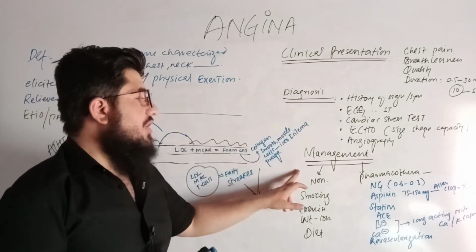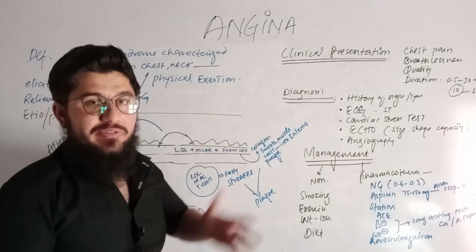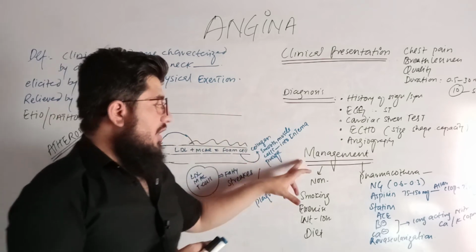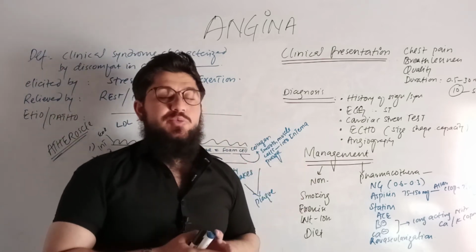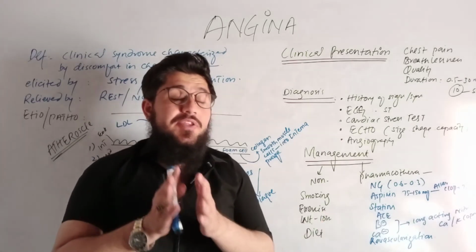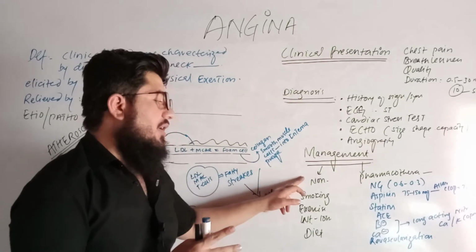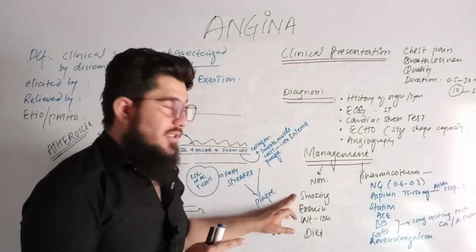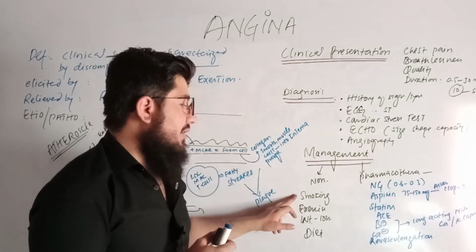Then we have management, how to manage. This is just an overview, okay? Don't be confused. In management, we can do two sorts of management. Number one, non-pharmacological. Number two, pharmacological. In the non-pharmacological, we suggest to the patient some tips and tricks, like avoid smoking.